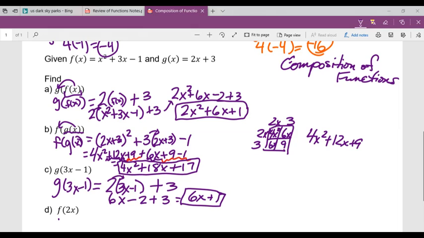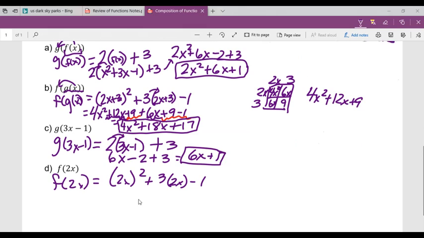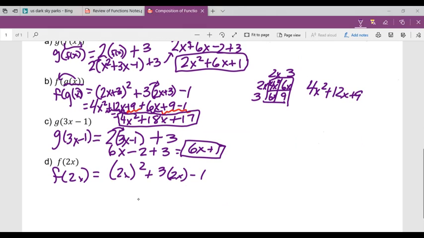On this one, f of 2x. So everywhere x is becomes a parentheses. And so I get x squared plus 3x minus 1. I'm filling in 2x everywhere. And so I get 2x squared, which is 2x times 2x, which is 4x squared. And 3 times 2x is 6x, minus 1. And there's my final answer.